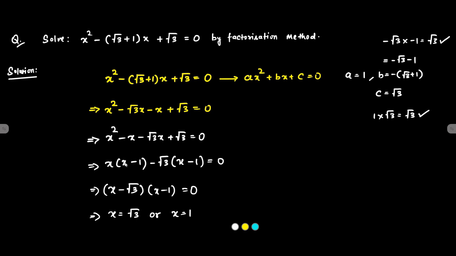So as we have done the same here. Okay, so x is equal to root 3 and x is equal to 1. These are the two possible roots of the quadratic equation.